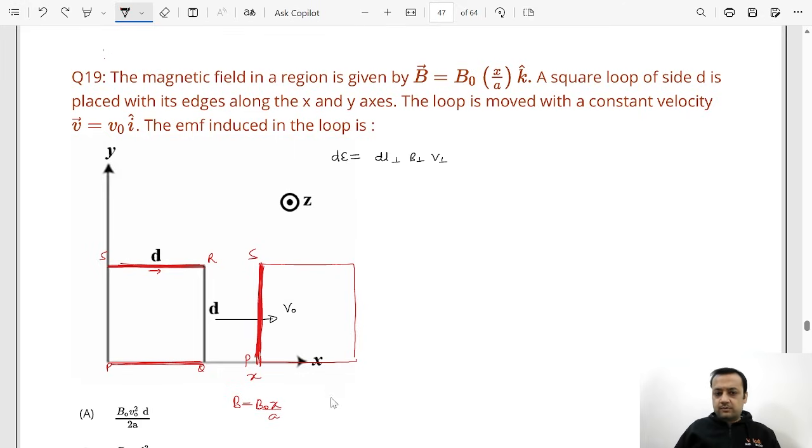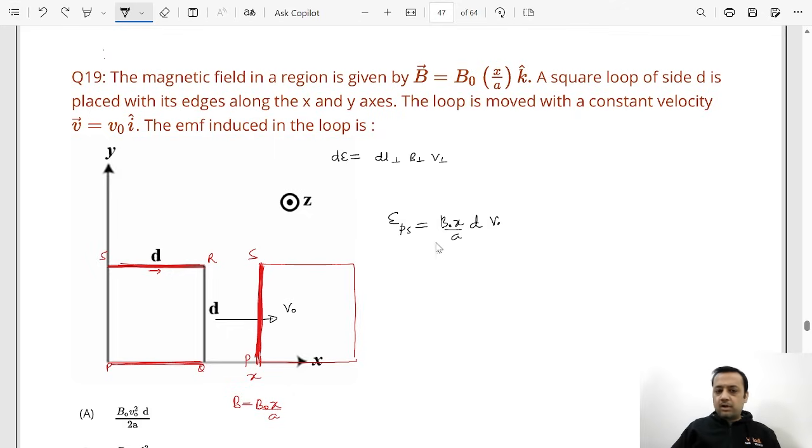So what will be the EMF induced? The EMF induced on the PS will be the magnetic field, which is B naught into x by a, into the length of this line, which is the side length of the square, d, into the velocity v naught. Velocity is along the x-axis, length is along the y-axis, and magnetic field is along the z-axis, so all three are mutually perpendicular.